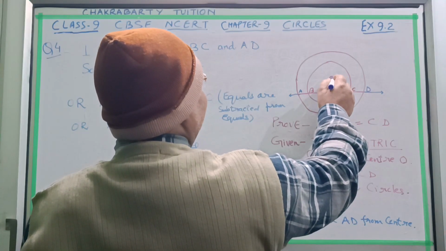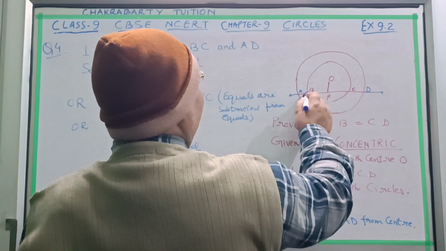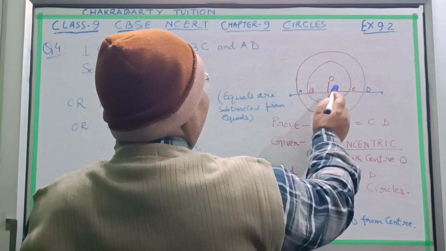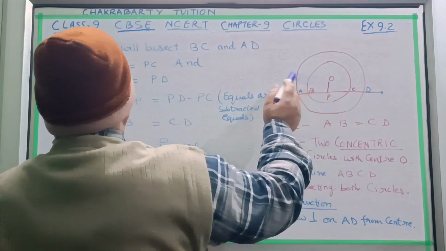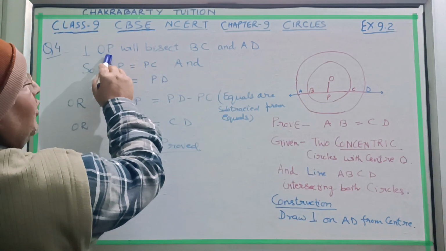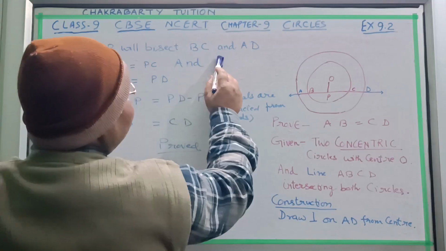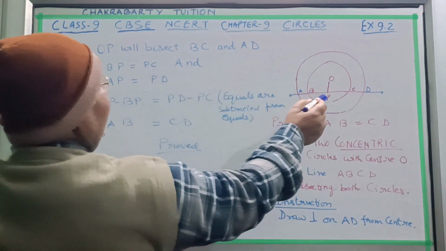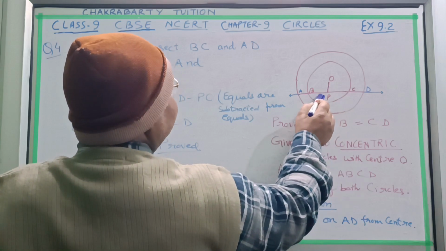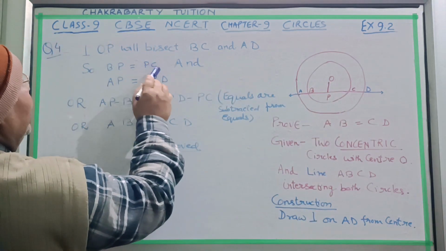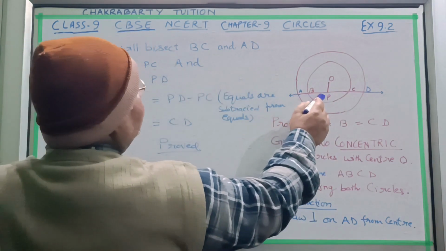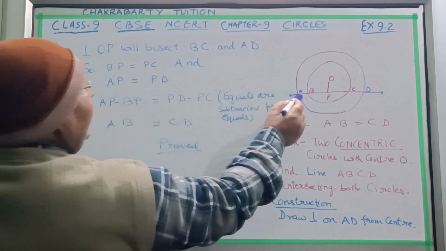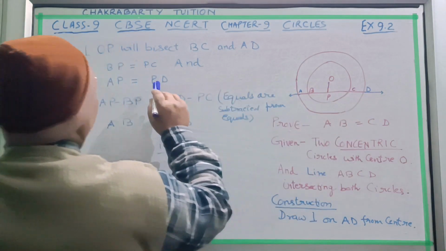If a perpendicular is drawn from the center on a chord, it bisects it. So the perpendicular OP will bisect chord BC and chord AD also. When it bisects chord BC, BP and PC will be equal. And when it bisects chord AD, AP and PD will be equal.